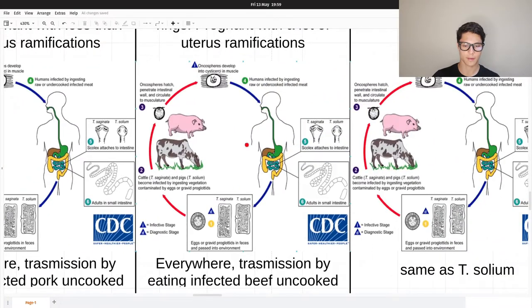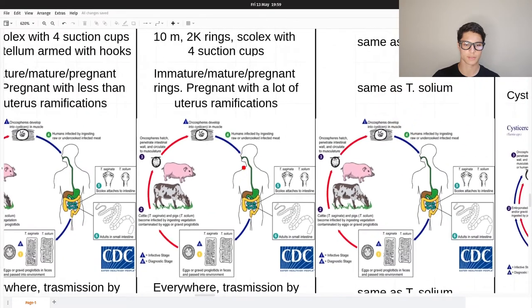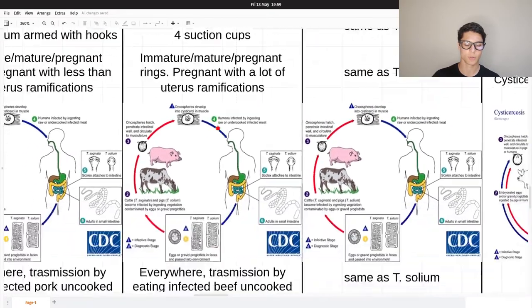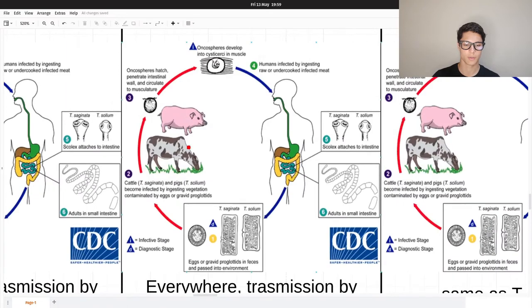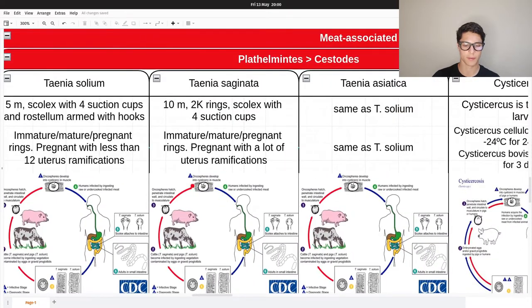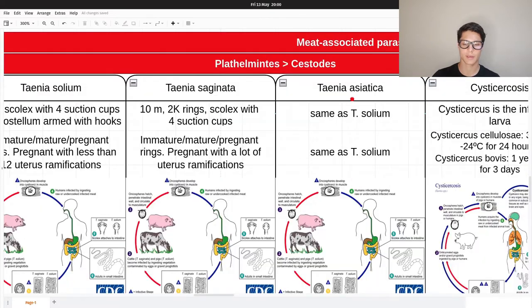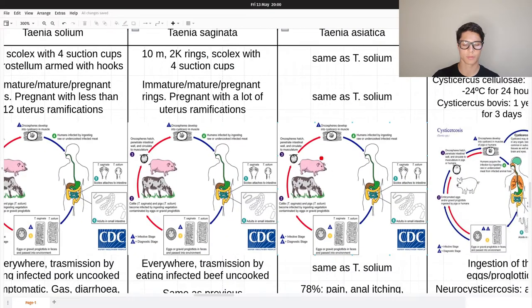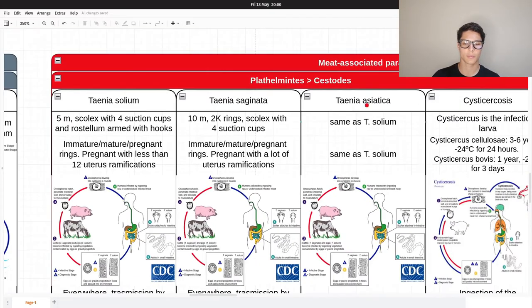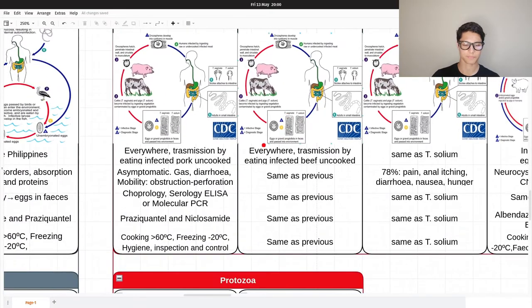Here is the same thing, but in this case, because it's Taenia saginata, we don't have the pig, we have the cow. And that's why it's bigger as well. So remember, if it's bigger, it's because of the cow. And Taenia asiatica is the pig as well. Indeed, Taenia solium and asiatica are the same. They only differ in one thing, which we're going to see next.